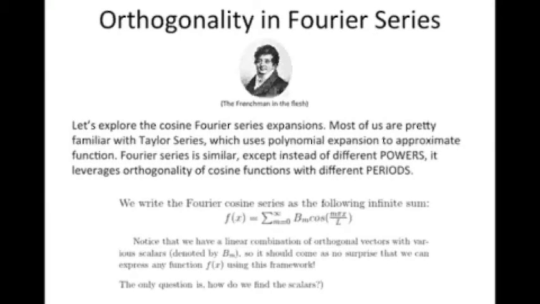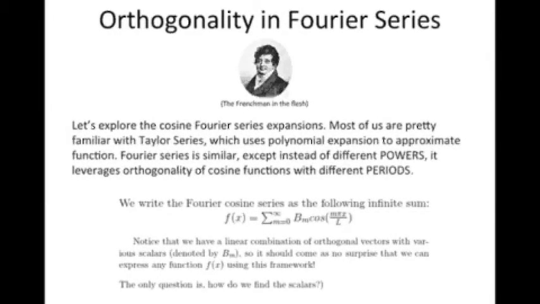So we're all pretty familiar with the Taylor series, which uses polynomial expansions to approximate functions. Well, Fourier series is pretty similar to that, except that instead of using different powers, it uses, in our case, different periods of cosine functions in order to express any function. So we write the Fourier cosine series as f of x equals the infinite sum from m equals 0 to infinity of b sub m cosine of m pi x over L.